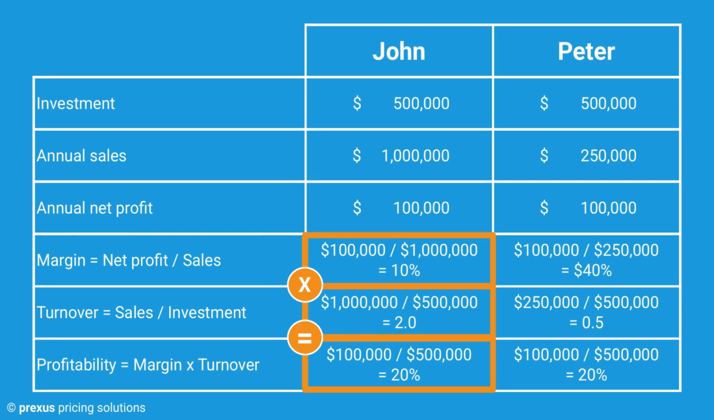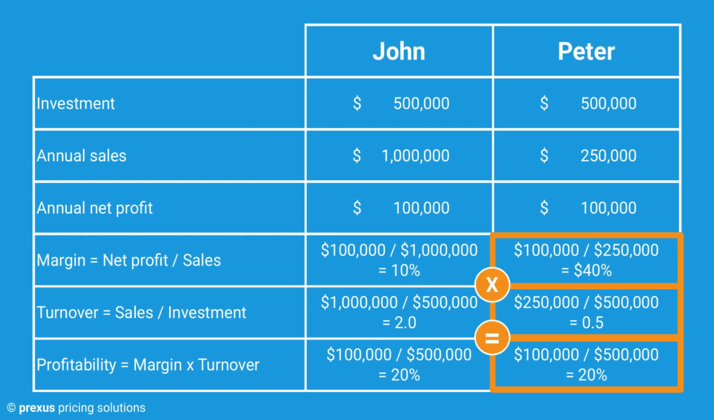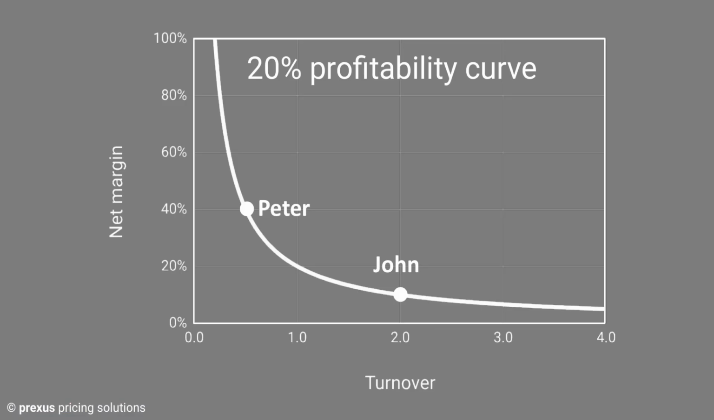In John's case, this return comes from multiplying a 10% margin by a turnover of 2, while in Peter's case, it results from multiplying a 40% margin by a turnover of 0.5. Both businesses fall on the same profitability curve, which is built by combining margin and turnover. John's business is turnover intensive, while Peter's business is margin intensive. This doesn't mean one is better than the other. They are simply different but equally profitable.